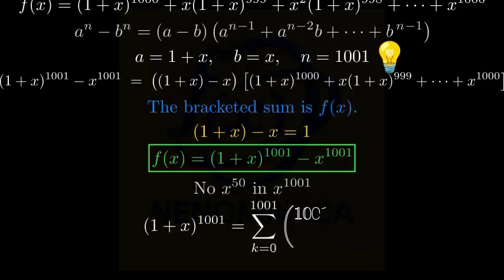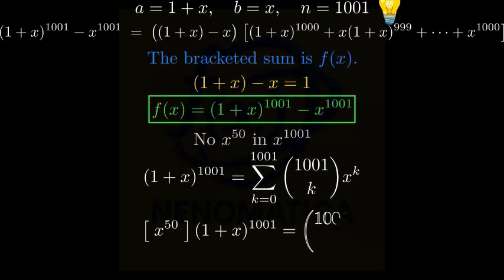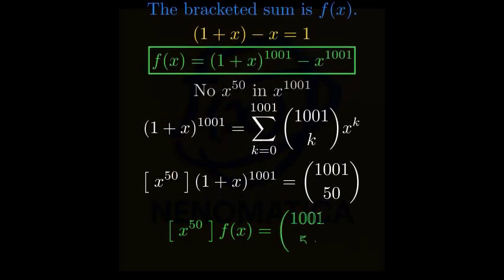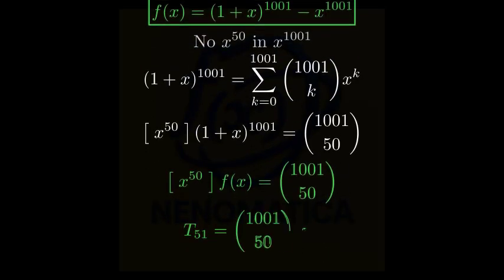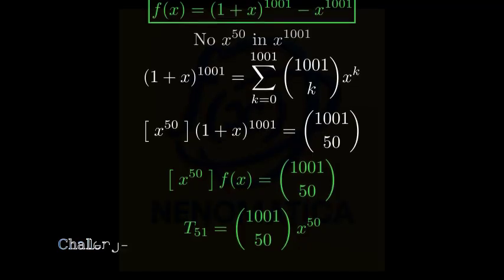Now use the binomial theorem. The coefficient of x to the k in (1 plus x) to the 1001 is the binomial coefficient 1001 choose k. So at k equals 50, the coefficient is 1001 choose 50. Sometimes we refer to the 51st term as t sub 51, which equals the binomial coefficient 1001 choose 50 times x to the 50.